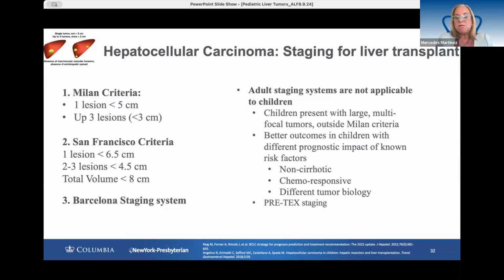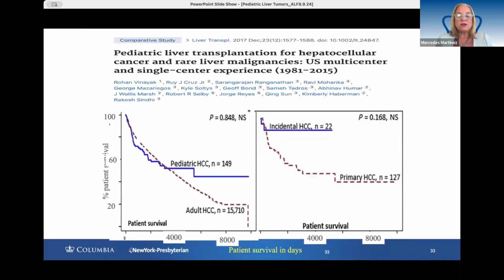And this is maybe because they are chemoresponsive, or it is a different tumor biology. Then there are more and more people thinking that if you are going to stage a child with a hepatocellular carcinoma, you might want to apply the PRETEXT staging of hepatoblastoma, which is not quite right. This is an area of significant disadvantage where we need to learn more about how we are going to apply staging to patients with hepatocellular carcinoma in the pediatric age.